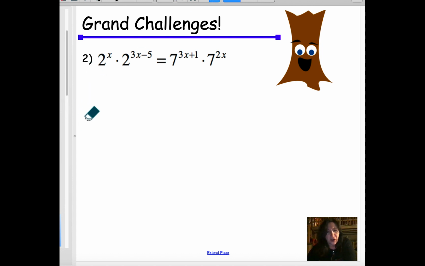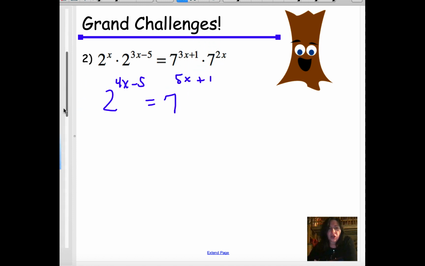Next problem. Another grand challenge. These challenges are, we have keep the base, add the exponents. So 2 to the 4x minus 5 is equal to 7 to the 5x plus 1. So I think what makes these so tricky is that sometimes you're using a calculator and sometimes you're not. Without using the calculator, can you manipulate these such that you can actually come up with some sort of simplified one-term version of this? So, I mean, let's try that.